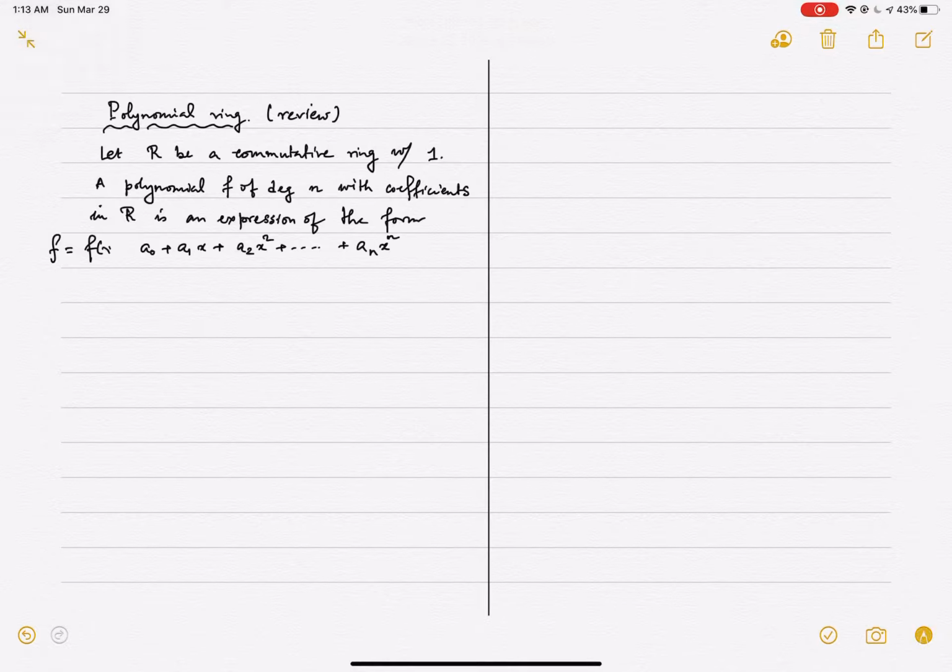Sometimes you say f of x, sometimes you just write f. If you want to think of it as a function, then you write f of x, where a0, a1, etc. are in R. And if I insist that the degree is n, then we should write an not equal to 0. And these are called the coefficients of f. This an is called the leading coefficient.